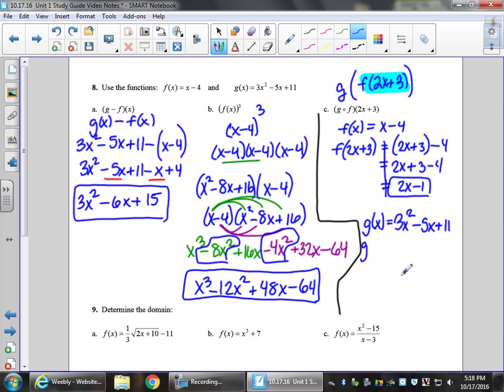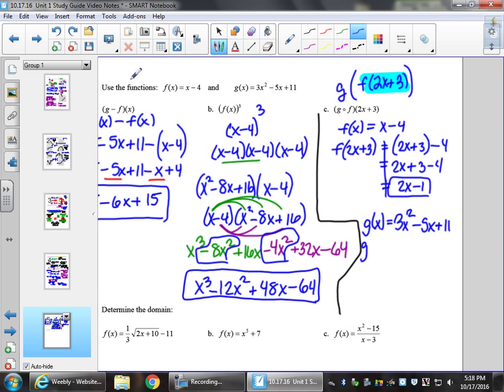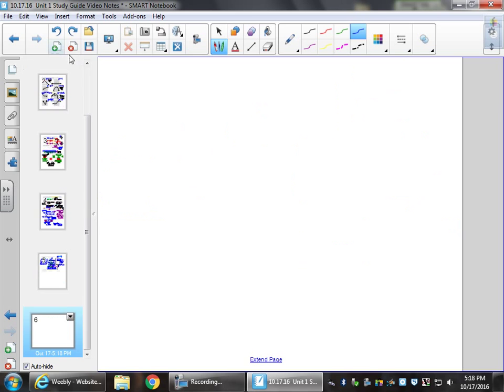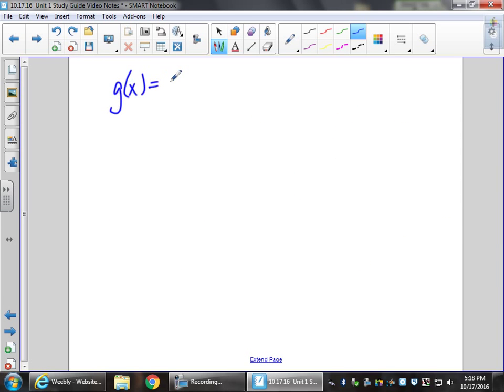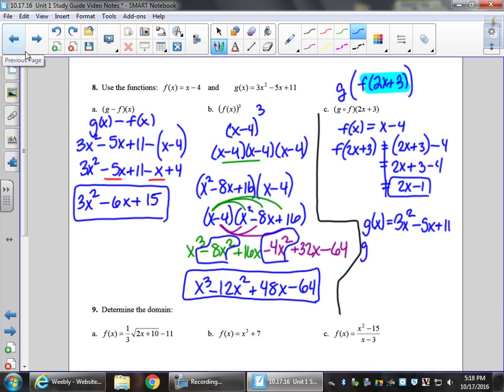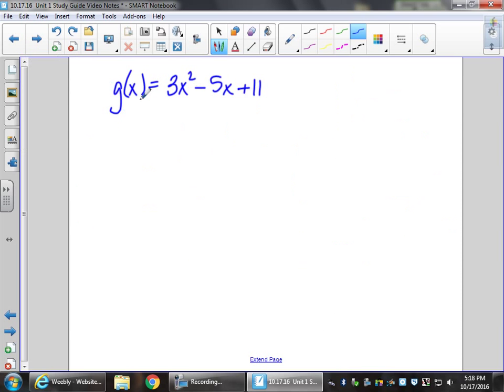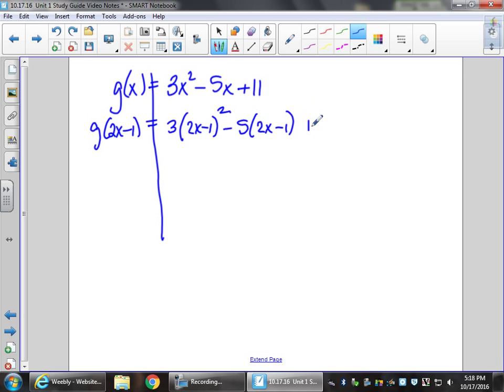So g of, I think I need to go on to another page. 3x squared minus 5x plus 11, and we're doing g of 2x minus 1. So that'll become 3 times 2x minus 1 squared minus 5 times 2x minus 1 plus 11.